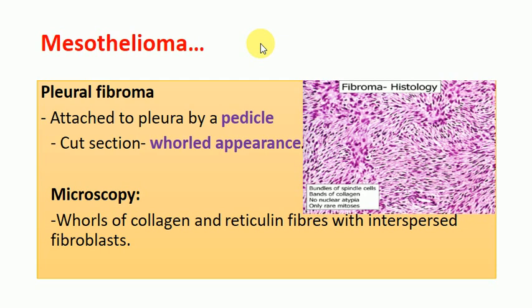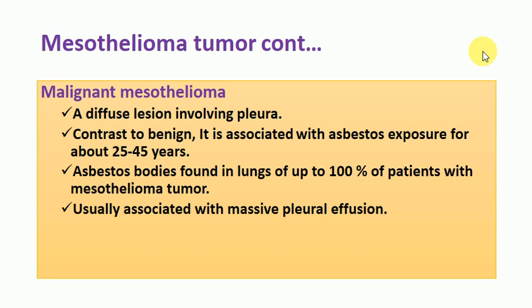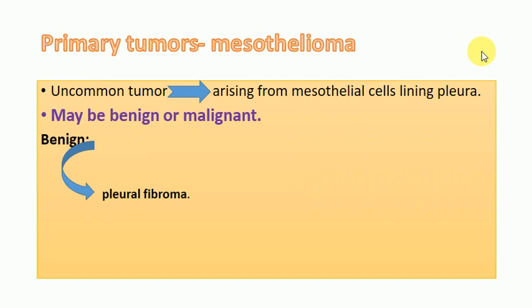As you see, this is the whorled appearance. Microscopically, when you view this benign mesothelioma, you will see that the whorls are composed of collagen and reticulin fibers interspersed with fibroblasts. You will see bundles of spindle cells and bands of collagen. Because it's a benign one, there is no manifestation of atypia, and mitotic figures are so rare. These are the concepts you should understand. That is the benign mesothelioma, also called pleurofibroma.